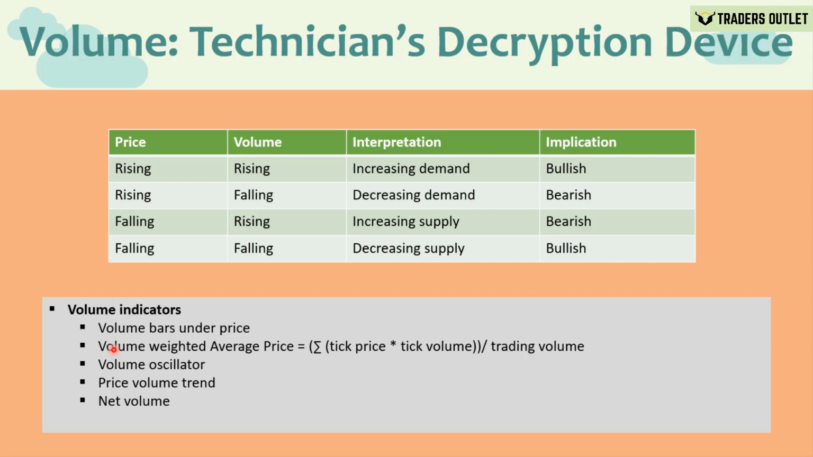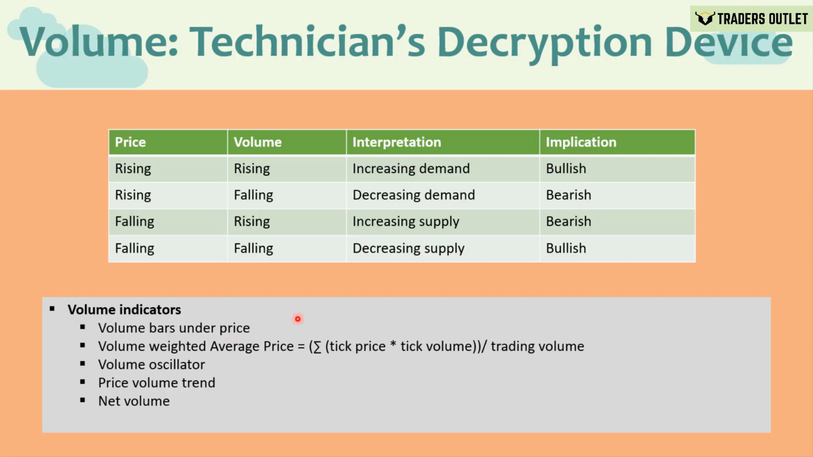Then we have volume weighted average price, and that's not a specific measure. It's not a graph that you can chart, but more like a single, unique, independent measure. So volume weighted average price is calculated as the tick price into tick volume divided by trading volume. We've seen what tick volume and trading volume are.